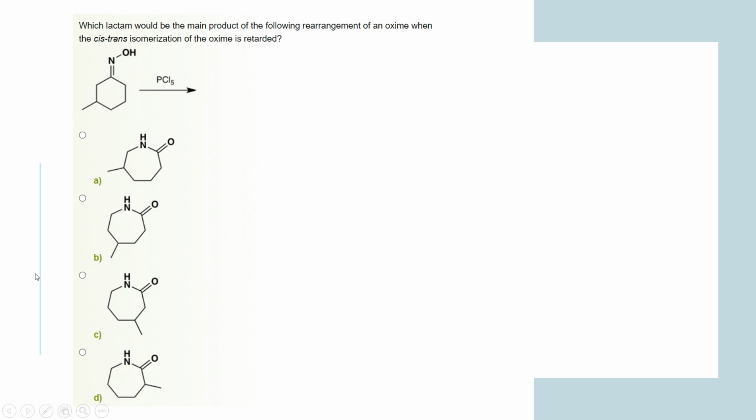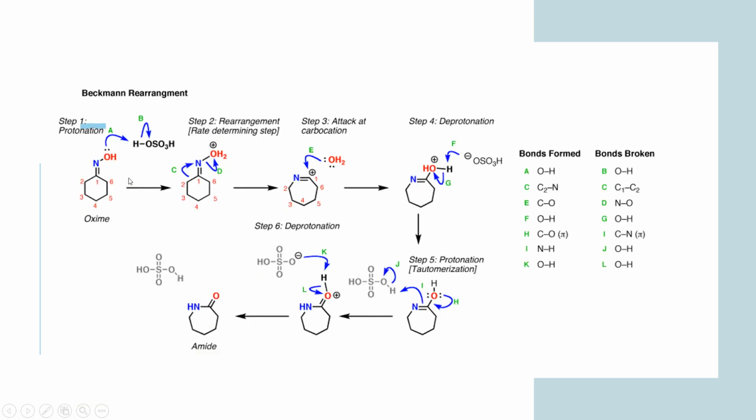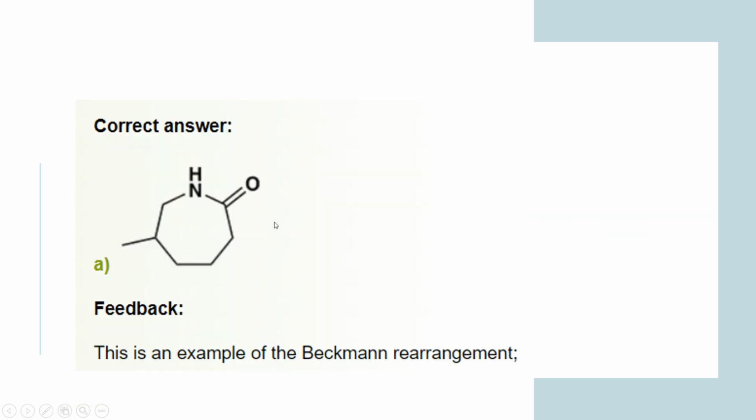Okay, which product is relating to the mechanism? It is definitely this option A. Okay, option A is giving us the proper shift of alkyl chain to give us this lactam ring. Okay, so I hope the mechanism of Beckmann rearrangement was clear to you, and the anti-alkyl shift will give you option A as the final product.